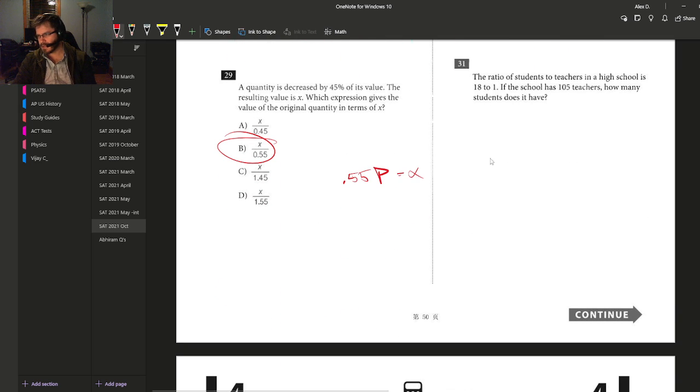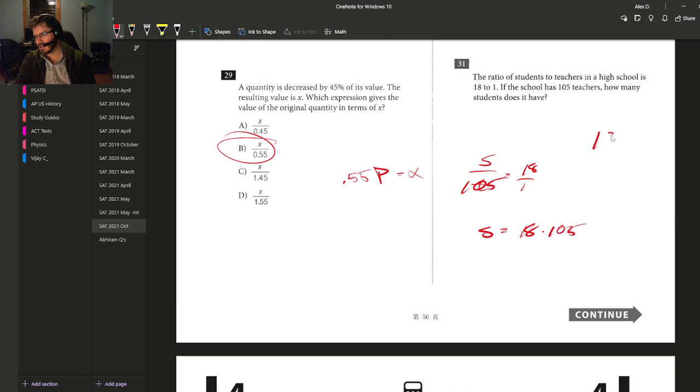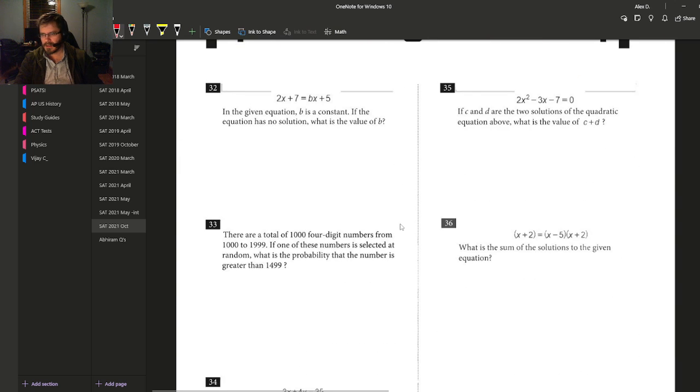Student teacher in high school, so students to teachers is 18 to 1. 105 teachers, so the number of students equals 18 times 105. Calculate again because I'm lazy. 1890. Almost done. Almost done. Linear function, no solution, b is 2.